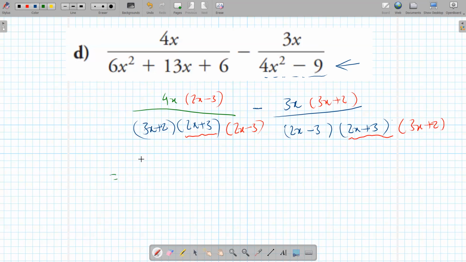And then we open the brackets. What's 4x times 2x minus 3? What do you get if you open this bracket? 8x squared minus 12x, right? And then you have this entire mumbo jumbo on the bottom. What about when you open this bracket?